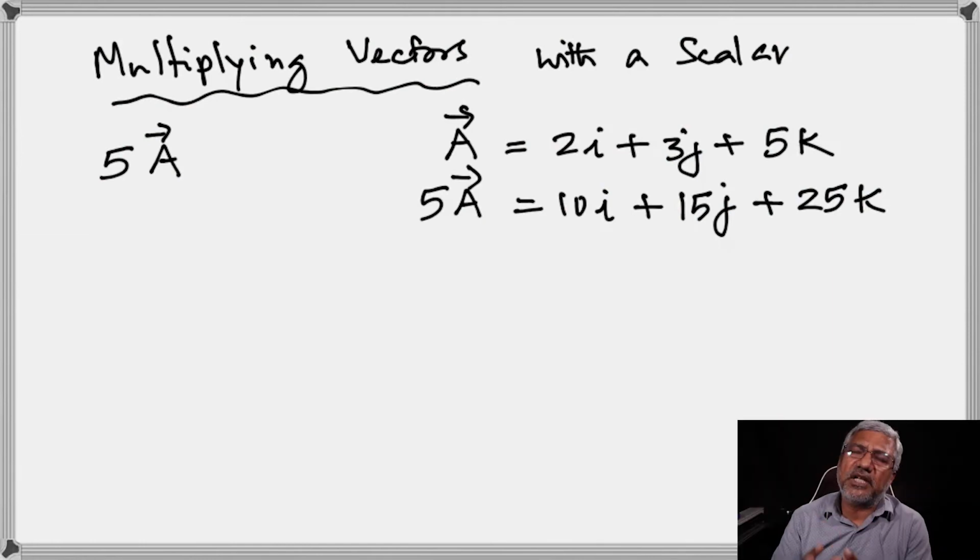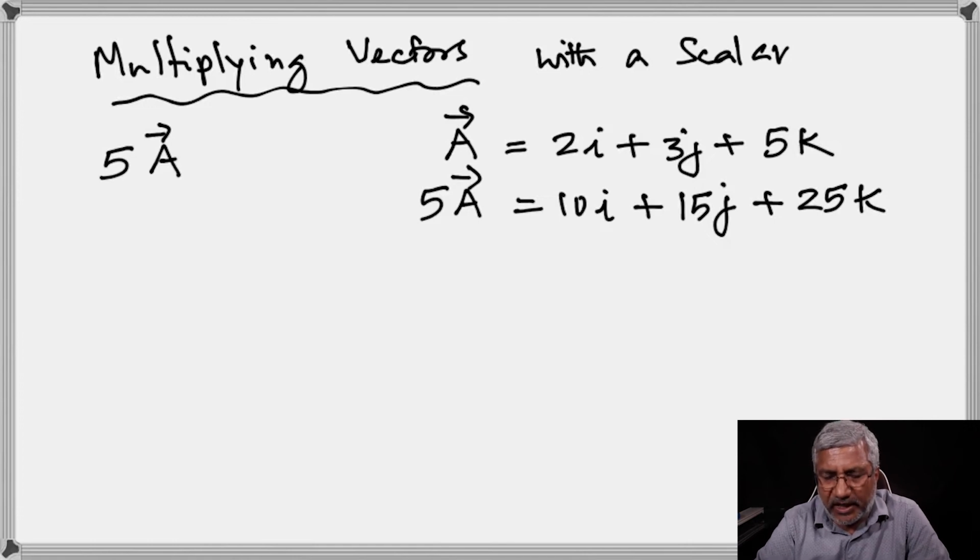Now, how do we multiply a vector with a scalar? That's quite simple. As you can see, if vector A is 2i plus 3j plus 5k, then what is 5 times vector A? Just multiply each coefficient with 5. So 2 times 5, 10, 3 times 5, 15, 5 times 5, 25. Isn't that easy? So multiplying a vector with a scalar is easy.